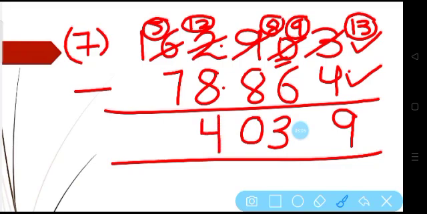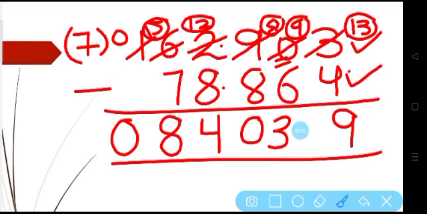Again you can see here it is 5, so we can't subtract 7 from 5. Again we will borrow, so we will borrow from 1. 1 will become 0 and this 5 will become 15. So 15 minus 7 will be equal to 8, and here 0 minus nothing will be equal to 0. Hence our answer is 84,039.